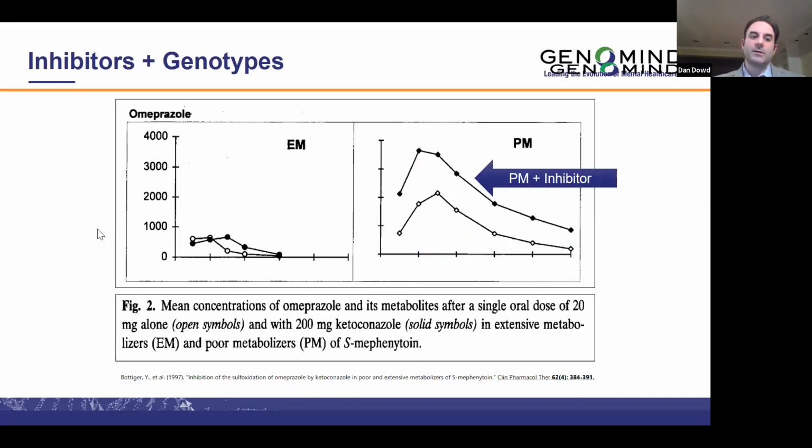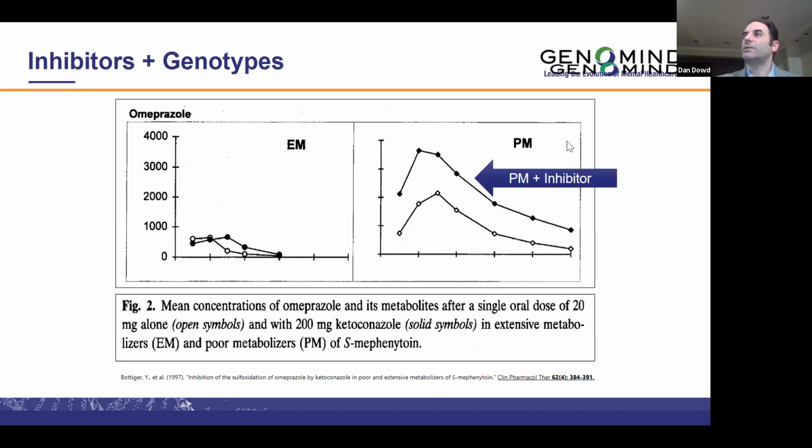And then last but not least, we know that your genetics, together with drug-drug interactions, can change your blood levels also. So here's 2 images of omeprazole, which is Prilosec, an over-the-counter antacid. So here's Prilosec in extensive metabolizers with an inhibitor. There's not much of a difference in the AUC.